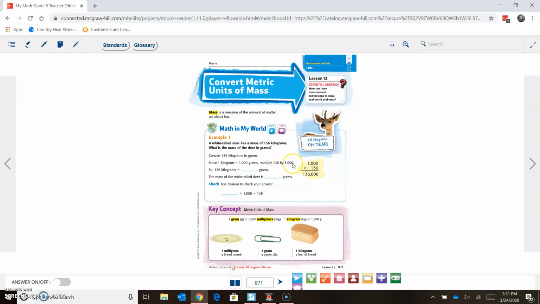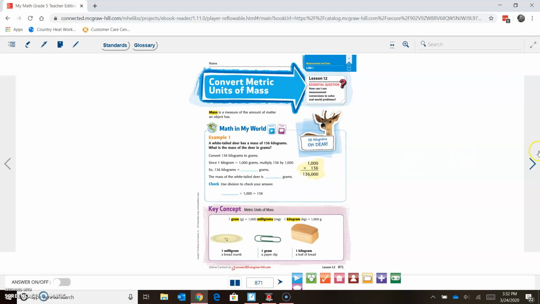Now, we know when multiplying by a 10, 100, or 1,000, you keep your base number, 136, and you just add your zeros. So 1,000 has 3 zeros. 136 with 3 zeros is 136,000. So right here, the mass is 136,000 grams. You can use division to check your answer. Is 136,000 divided by 1,000 136? Yes, it is. Okay, so 136,000 here. Here, let me pop these on. There you go.